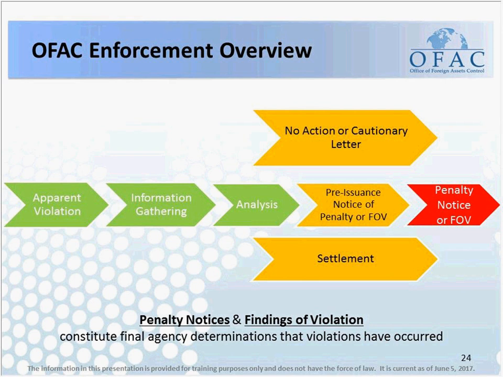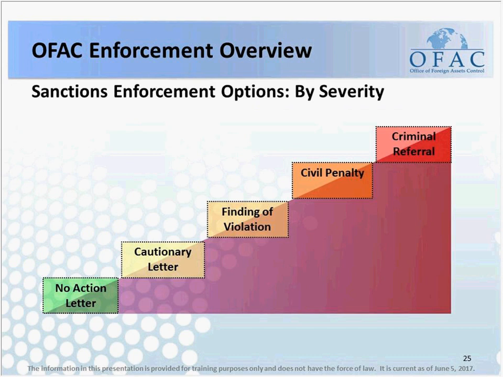We're going to analyze the information that's submitted to us, and there can be 3 steps, starting with the no action or cautionary letter. There can be a pre-issuance notice of penalty or finding of violation. FOV stands for finding of violation, or a settlement. And then lastly, penalty notice or finding of violation. Again, most of our cases, you'll see in the next few slides, end up in cautionary letters. So if you turn to slide 25, from the bottom, from left to right, no action letter is by severity least severe, then followed by cautionary letter, finding of violation, a civil penalty, and/or a criminal referral when we refer out to the Department of Justice or other interagency partners.